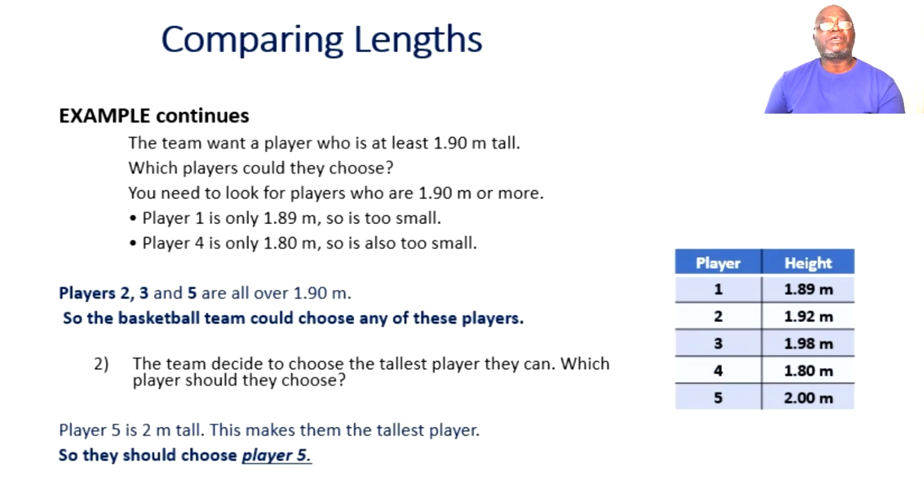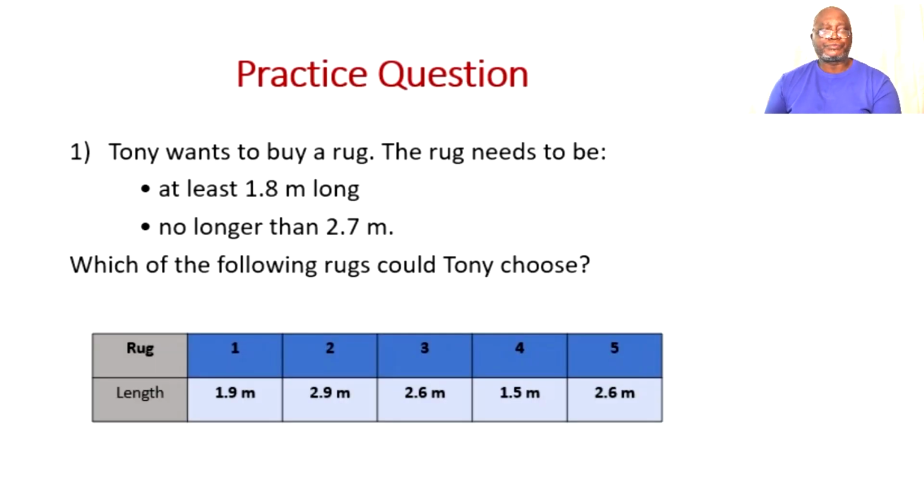And the only way they can make the decision is by comparing their heights. Remember, they want the tallest. So obviously, they have to choose the player who is 2 meters tall because that player is the tallest player. Here's a more practice question.